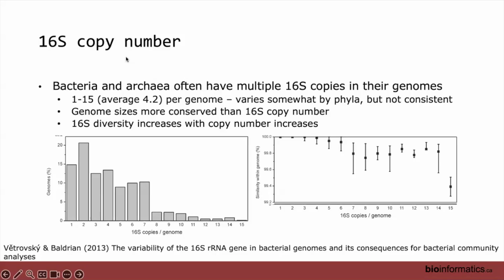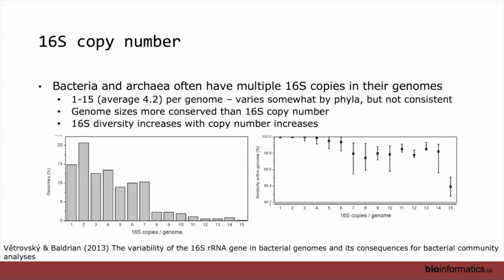This does vary somewhat by different phyla, but it's not consistent enough that you can assume if you're looking at proteobacteria that you're always going to see three 16S copies and you can normalize in that way. There's more 16S copy number variation than there is in genome size between closely related taxa. Even within different strains of the same species, you can see different numbers of 16S copies. So you can see why it might be difficult to normalize for 16S copy number.